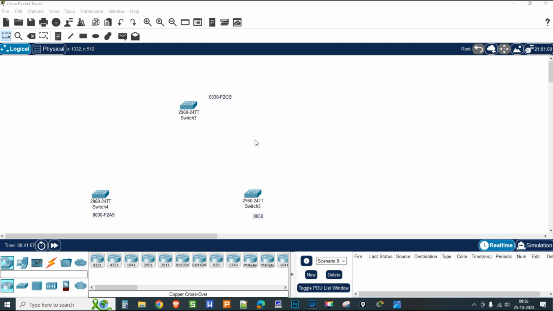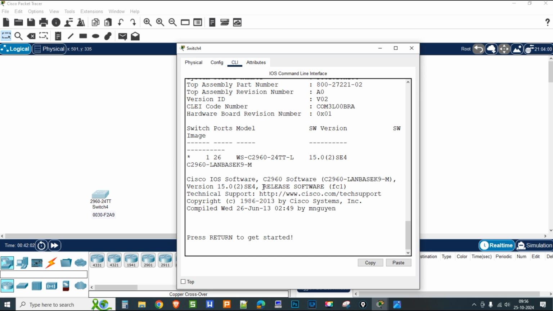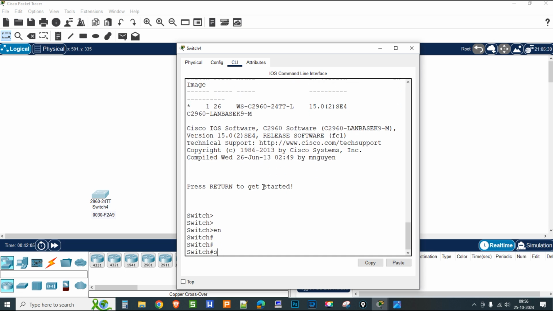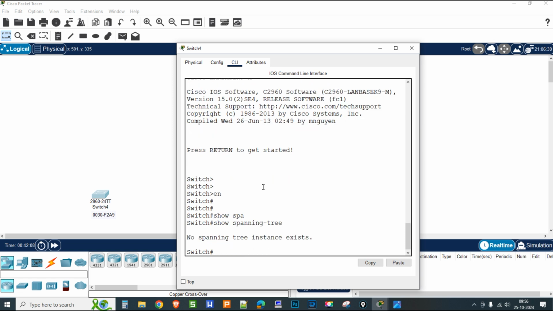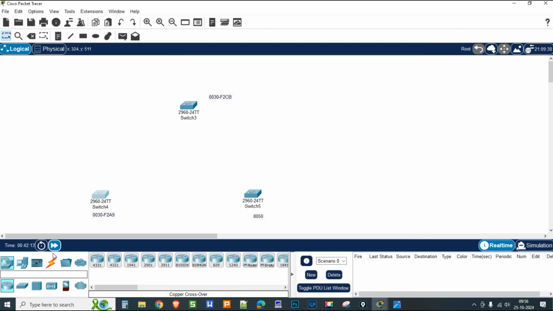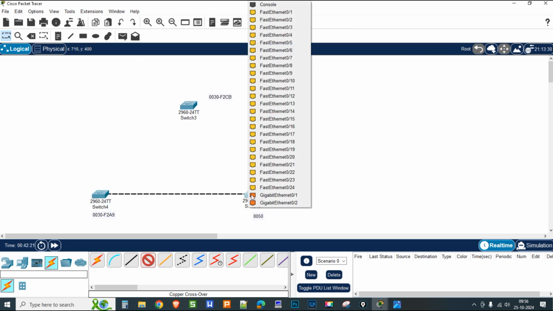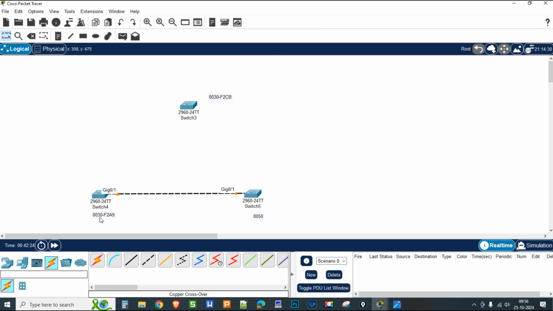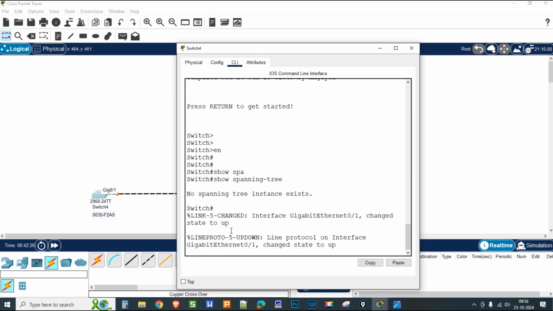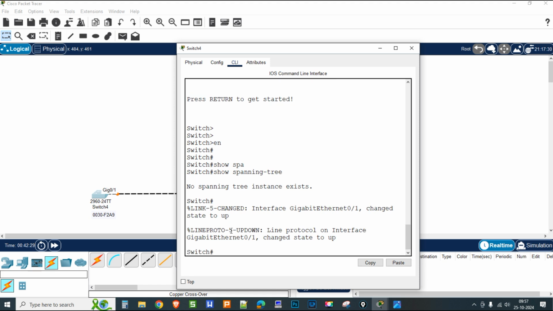You can see. First we need to verify with the command. Go to enable mode, then show spanning-tree. There is no spanning tree existing yet. First we need to connect the cable between this switch and this switch. Now it can send BPDU packets between the two switches. Before that, the show spanning-tree output is empty.